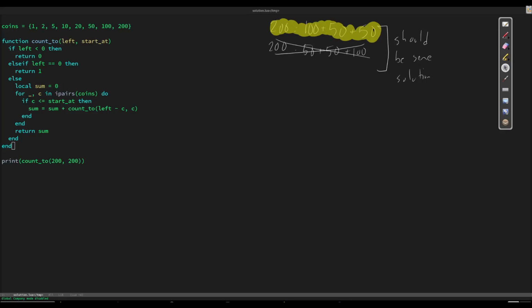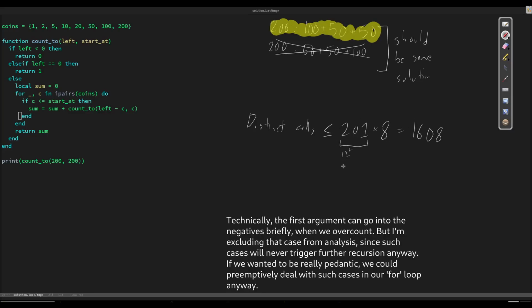But in general, this solution is still suboptimal for larger inputs, and if you've seen any of my other videos on this channel, I think you already know why. This is a recursive function in 2 arguments. The first argument is bounded between 0 and 200, while the second argument must be the currency value of one of our 8 coins. That means that, in total, the number of distinct, interesting calls we could make is bounded above by 201 times 8, or 1608.